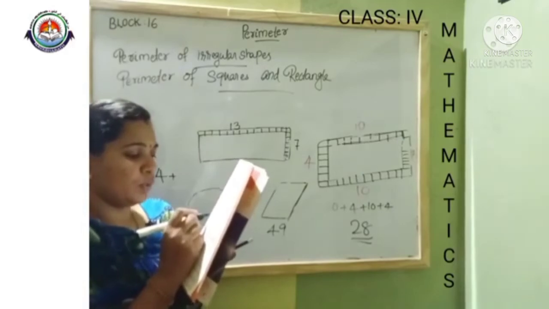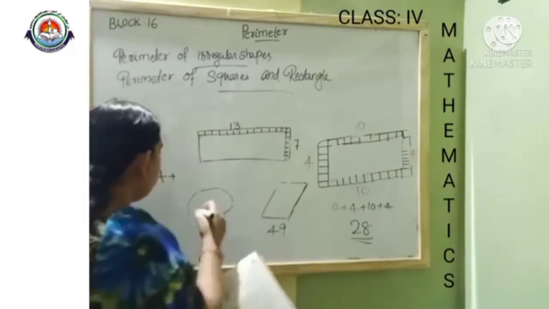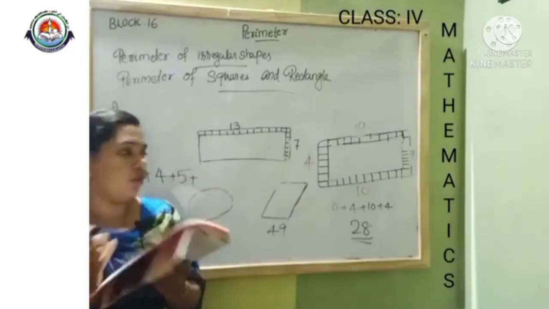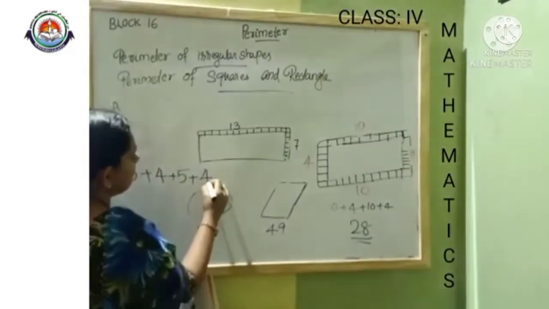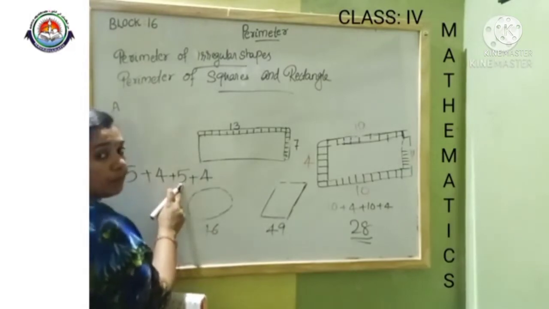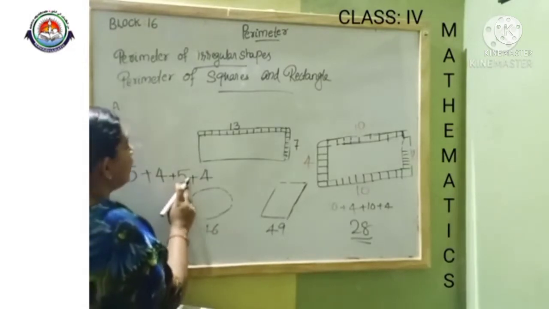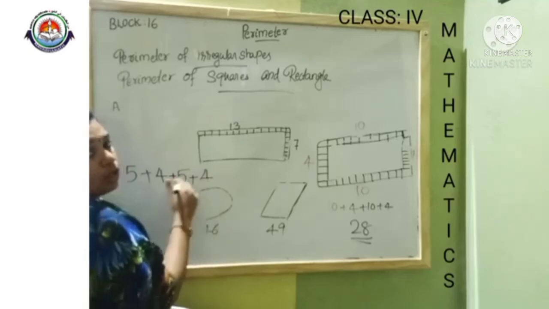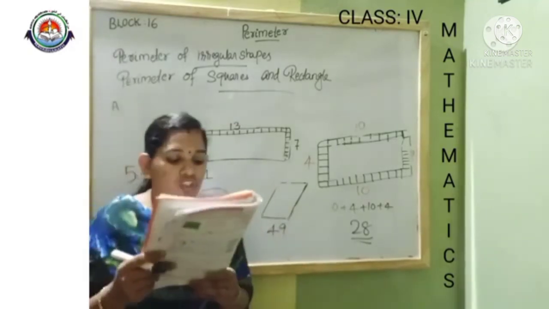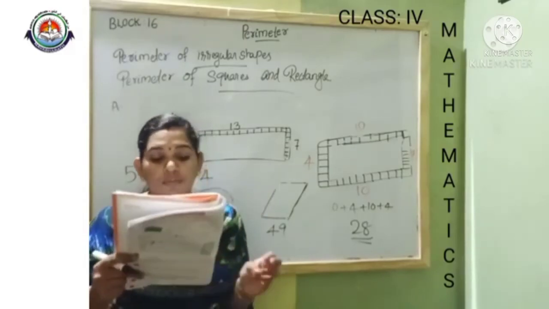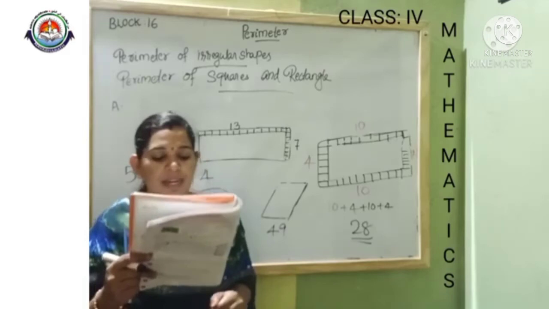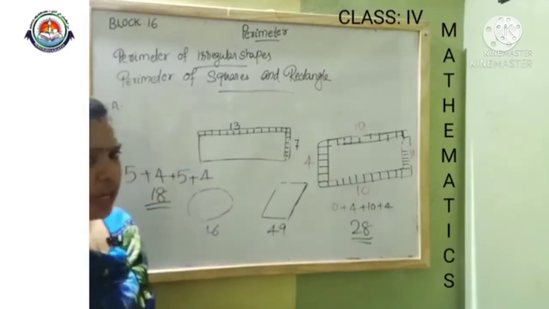1, 2, 3, 4, 5. 5. And left side 1, 2, 3, 4. 4. What is the perimeter here? 5 plus 4, 9. 9 plus 5, 14. 14 plus 4, 18. So what is the perimeter here? 18. Then third question. Draw a rectangle of length 4 squares and width 3 squares on a square paper. Find its perimeter. So we can do that problem here.